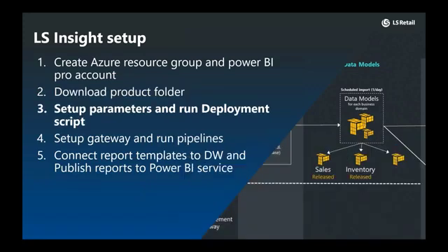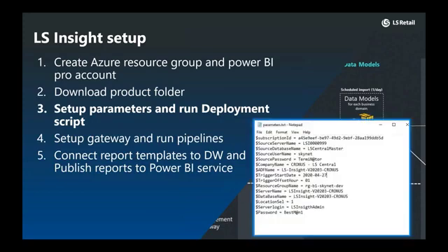Step 3 is to set up the parameter file and run the deployment script. In the parameter text file, you need to add information about your Azure subscription ID, the LS Central source database and server, and choose names for the Azure resources: the data factory, SQL server, and database. You also need to select the login and password for the database admin user.